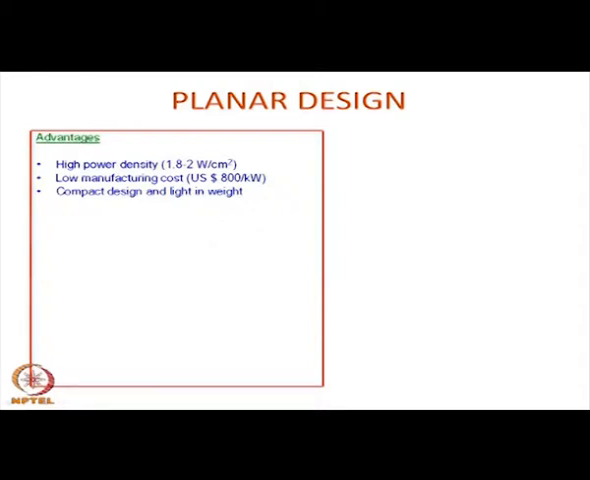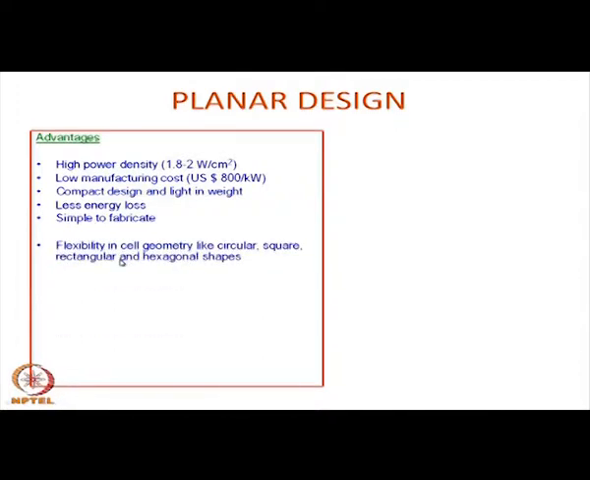it is relatively compact and relatively light in overall weight. Less energy loss, because the current paths are relatively short. Simple to fabricate, well, because it is not a tubular construction, it is basically a plate-like construction. So, generally it is assumed that it is relatively simple to fabricate the ceramic structure. Flexibility in cell geometry like circular, square, rectangular and hexagonal shapes. So, one can make different kinds of geometry so far as the surface area is concerned.